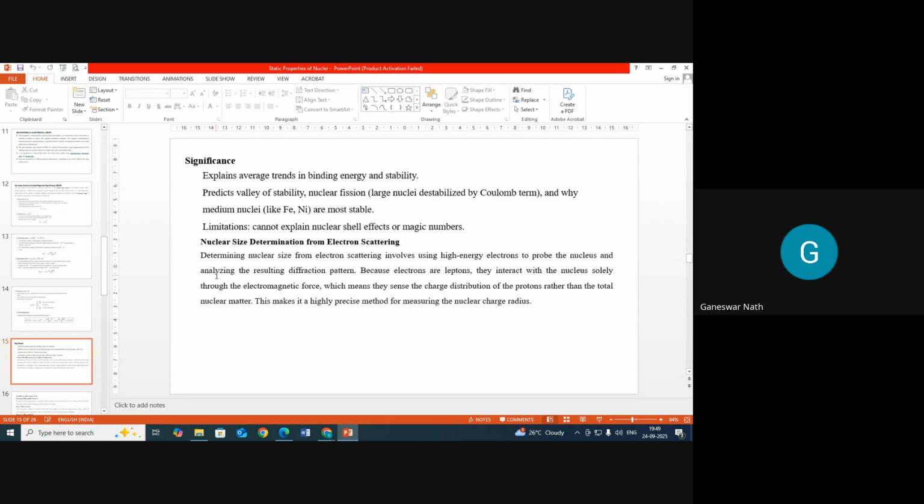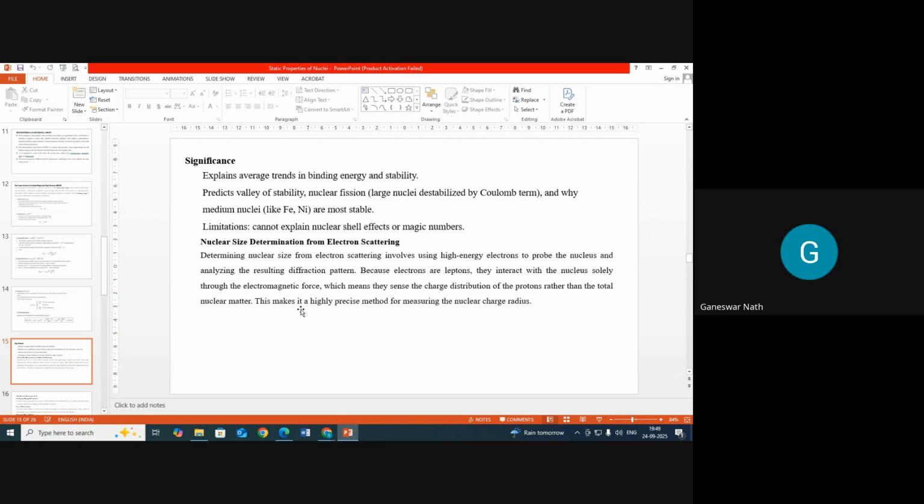Electrons are leptons, and you will read about this in particle physics in the last part of the syllabus, where you can find what are leptons, bosons, fermions. Electrons are categorized as leptons, so they interact with the nucleus cleanly through the electromagnetic force, which means they sense the charge distribution of the protons rather than the total nuclear matter. This makes it a highly precise method for measuring the nuclear charge radius.